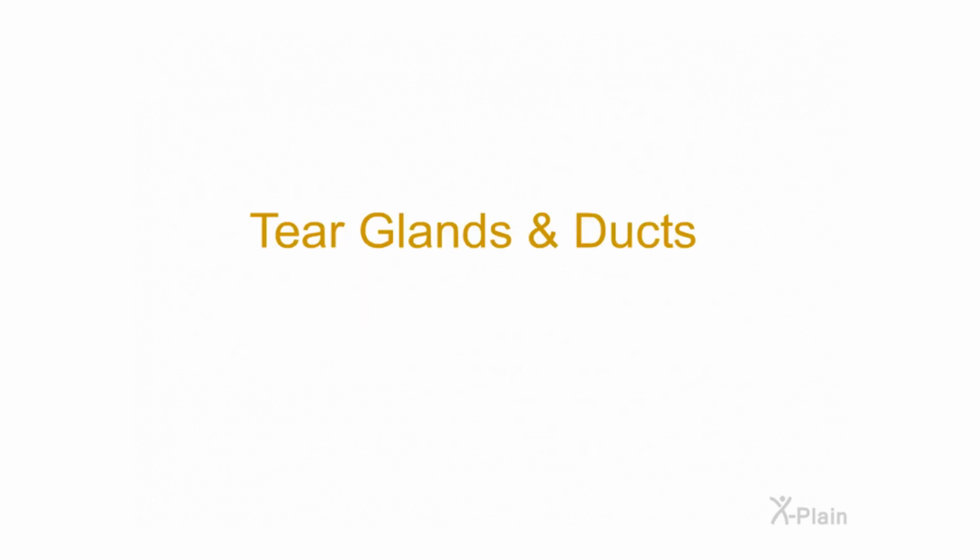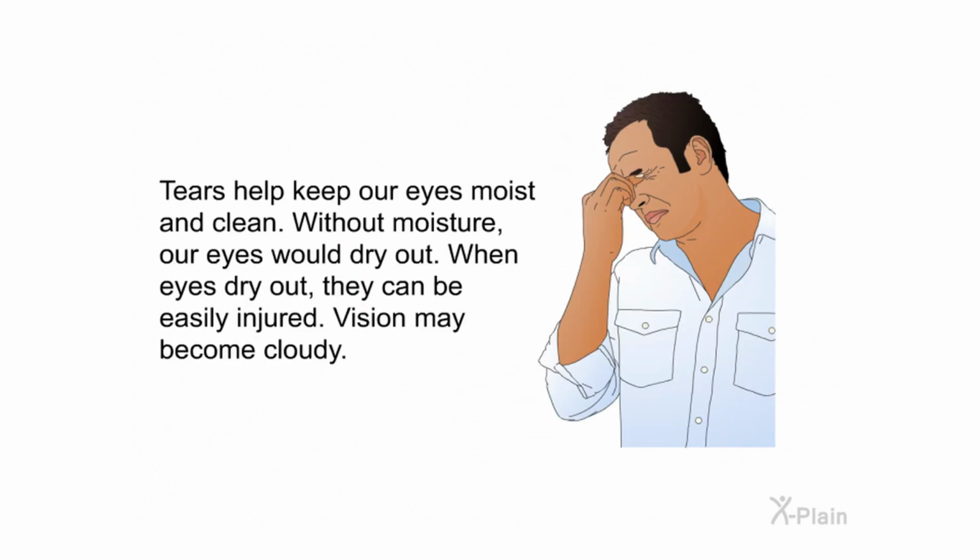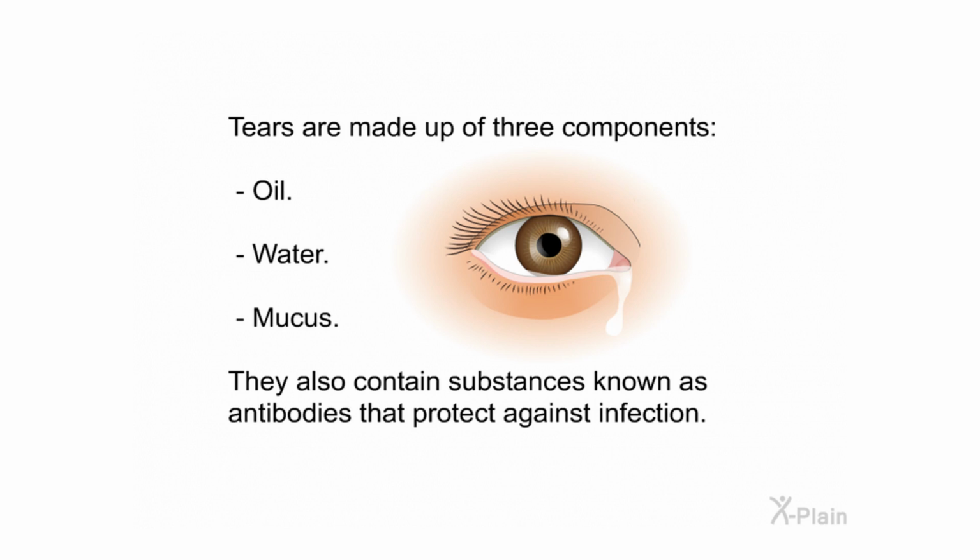Tear glands and ducts. Tears help keep our eyes moist and clean. Without moisture, our eyes would dry out. When eyes dry out, they can be easily injured. Vision may become cloudy. Tears are made up of three components: oil, water, mucus. They also contain substances known as antibodies that protect against infection.